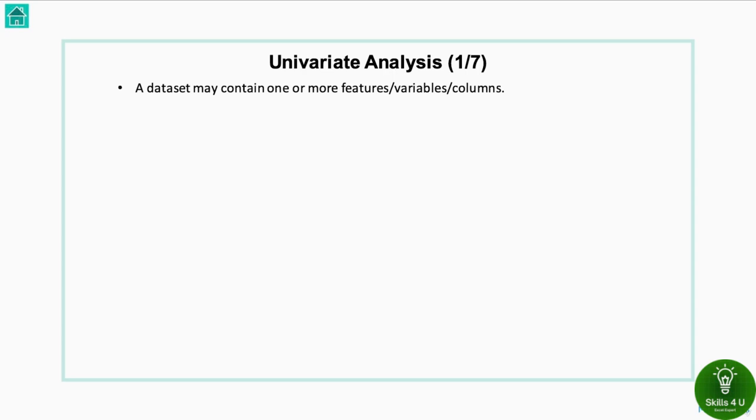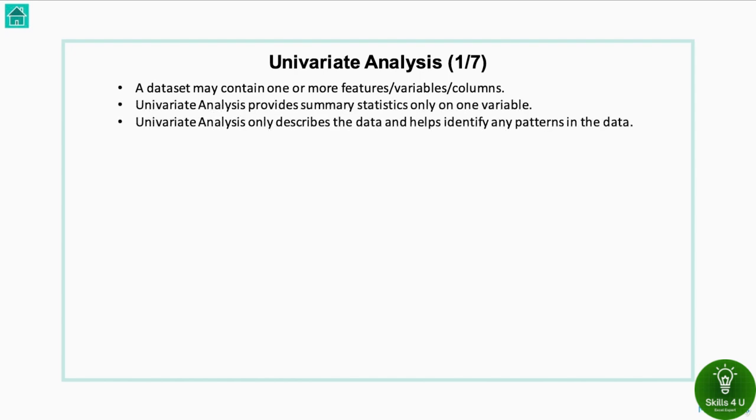Univariate analysis means to analyze the data based on one variable or column. This type of analysis gives a general overview of the dataset and helps identify patterns in it. Techniques to perform univariate analysis vary depending upon whether the data is categorical or continuous.